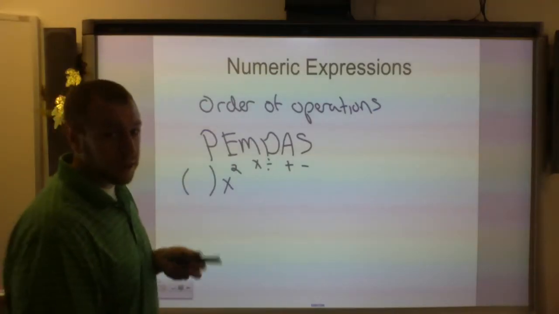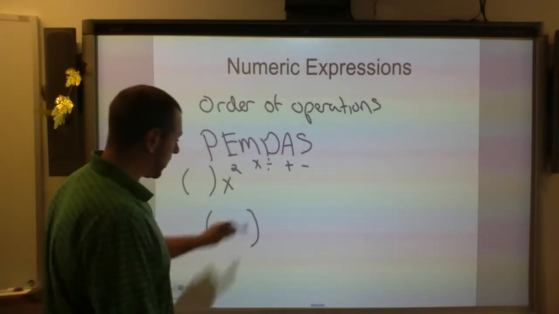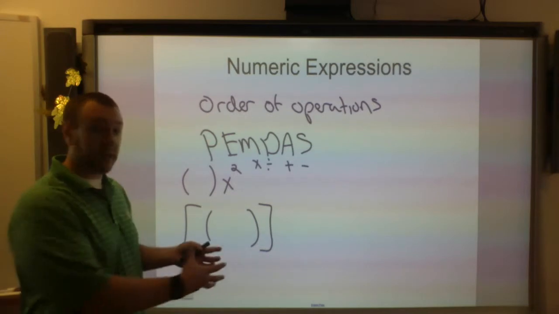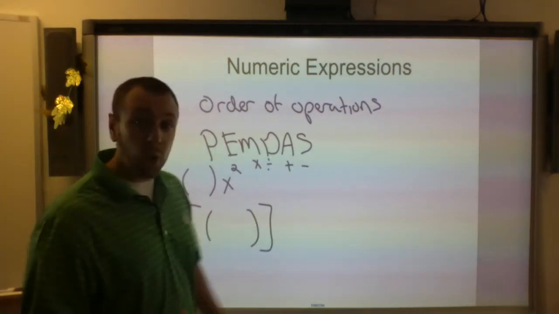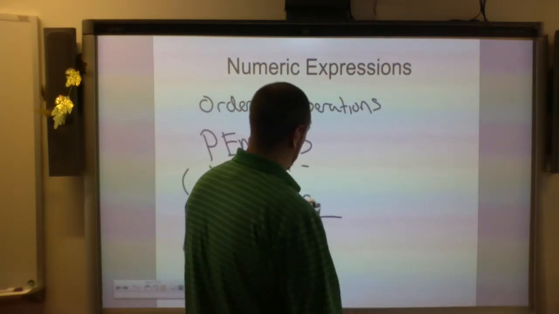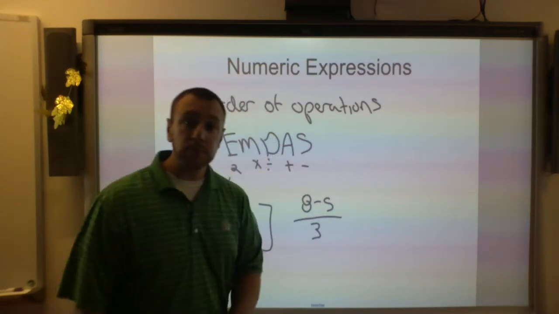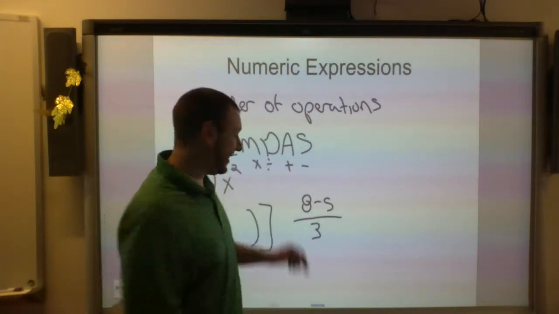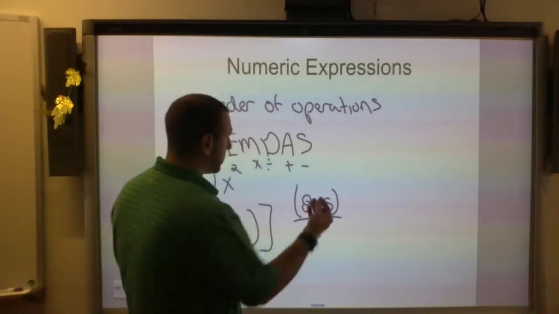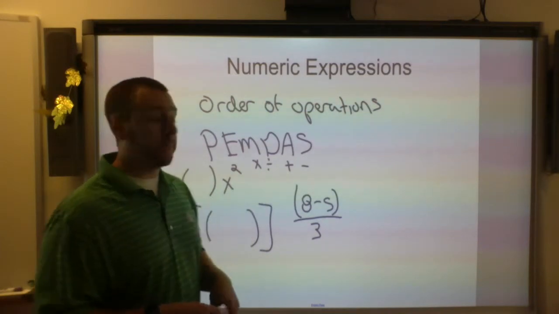So the tricky part is with the parentheses, because there could be parentheses inside parentheses, then we evaluate from inside out. Or there could be a fraction, which everyone loves, 8 minus 5 divided by 3. That is a secret parentheses around the top part. We don't write it in mathematics, but there is a parentheses there. We would evaluate the top and then divide by the bottom.